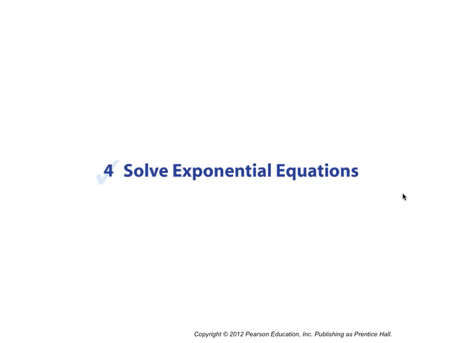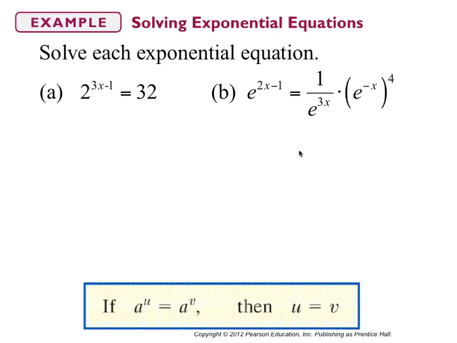We can also solve exponential equations. So if we have something where we have a to the u power is equal to a to the v power, then we know that the exponents have to be the same. So u has to equal v. So let's say we have something like this. Let's say we have 2 to the 3x minus 1 equals 32.